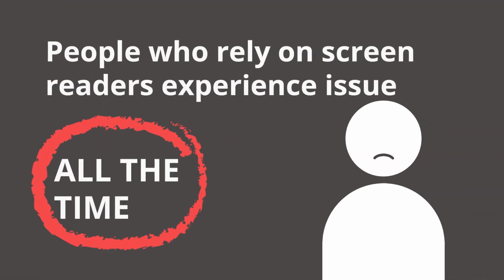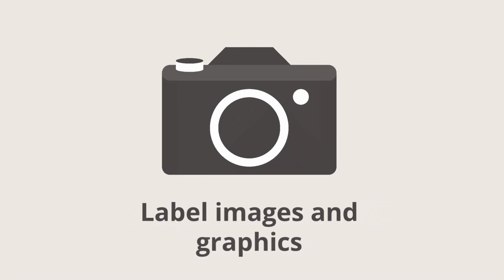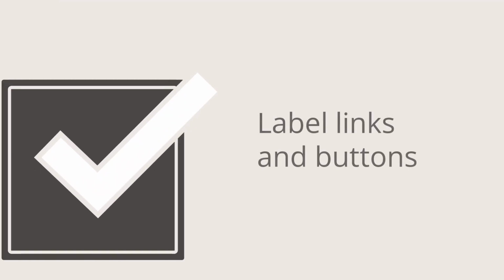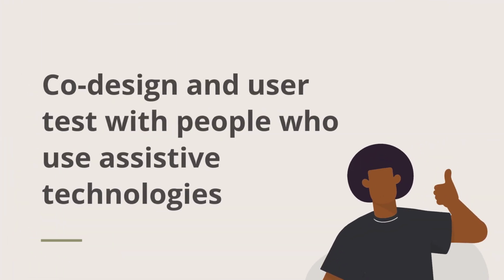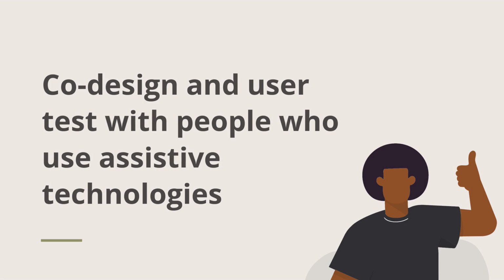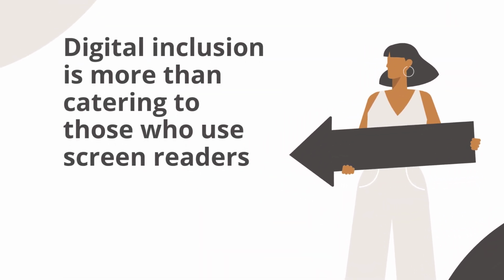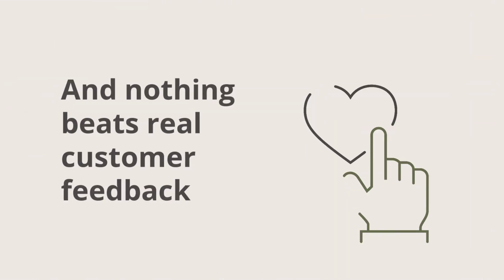People who rely on screen readers experience issues all of the time. So, here are some hot tips to get you started. Label images and graphics using alt text. Use headings to construct content. Label links and buttons. And remember, click here doesn't mean much to someone who doesn't use a mouse. But more than anything, co-design and user tests with people who rely on assistive technologies. Because digital inclusion is more than catering for just those who use screen readers. And nothing beats real customer feedback.